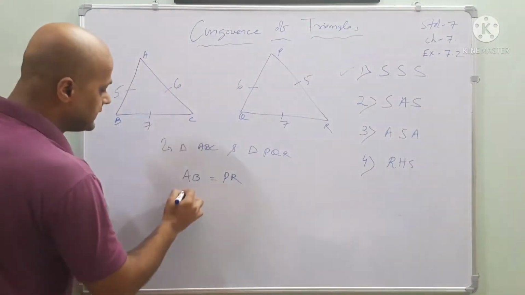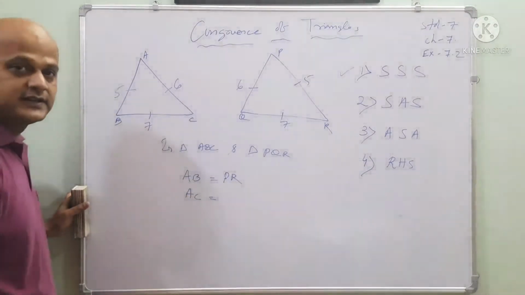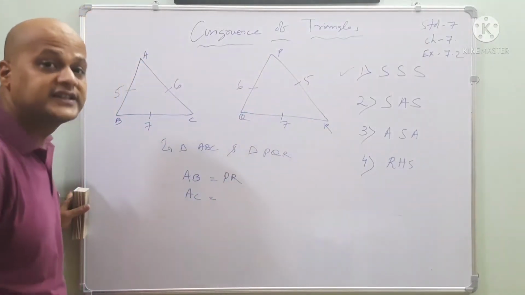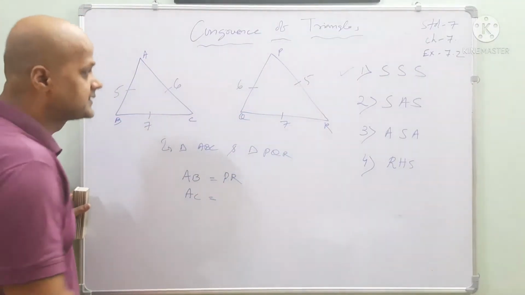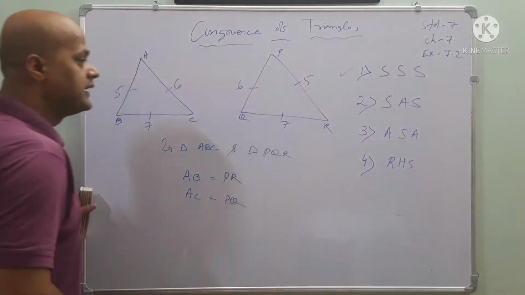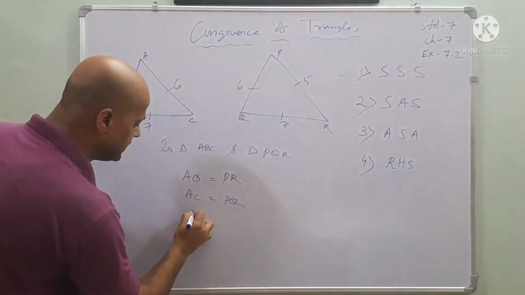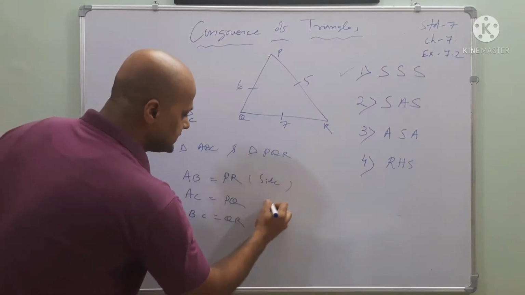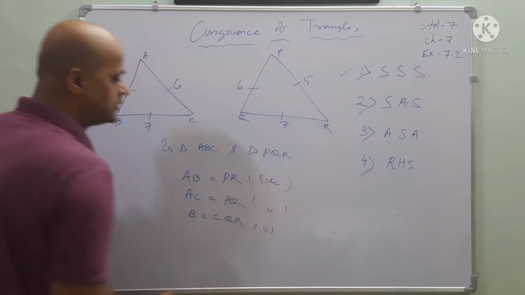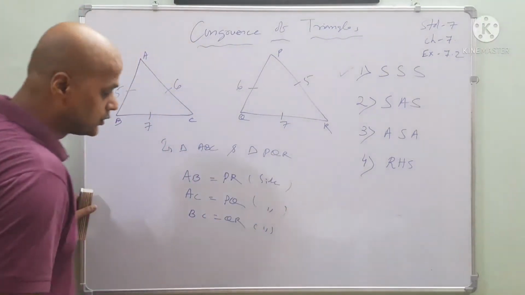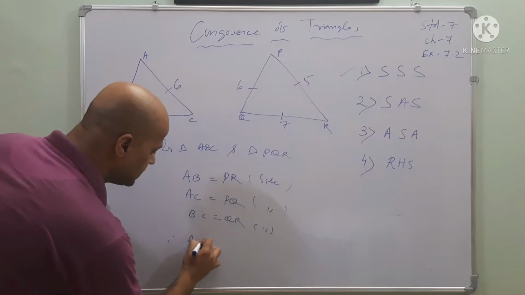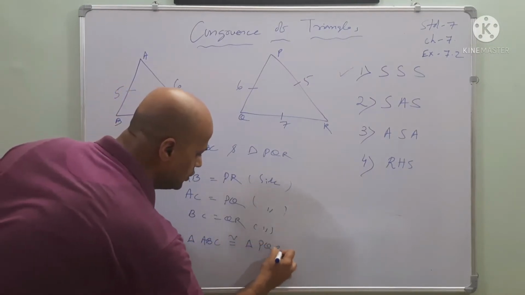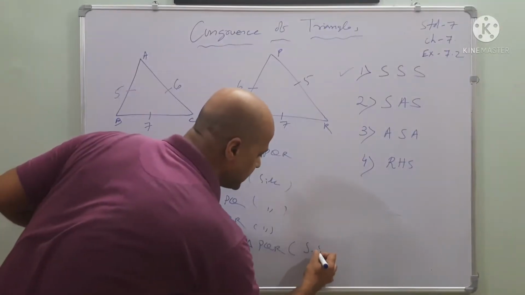Again AC. AC is how many centimeter, my dear friends? Yes, it is 6 centimeter. In triangle PQR, which side is 6 centimeter? Yes, it is PQ. Similarly, it is given that BC is equal to QR. Now this is side, this is side, and this is also side, so the side side side rule applies. Therefore, triangle ABC is congruent with triangle PQR by SSS rule.